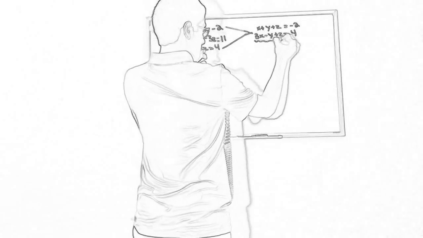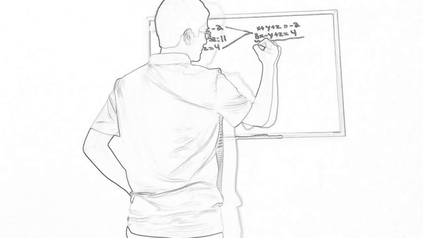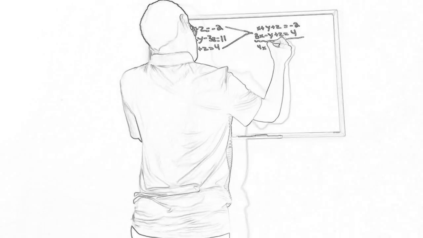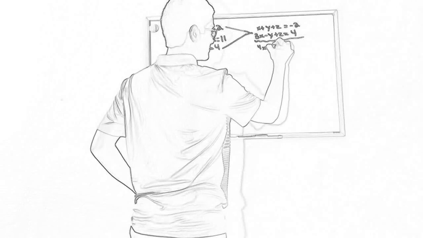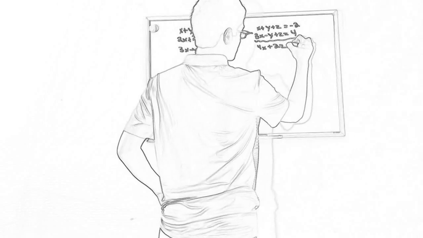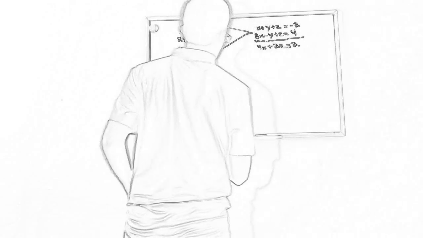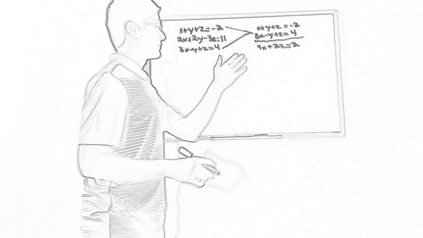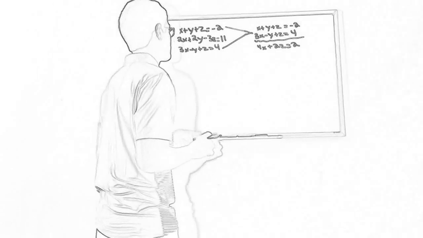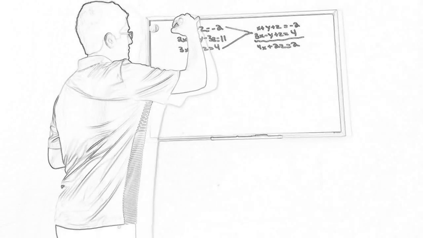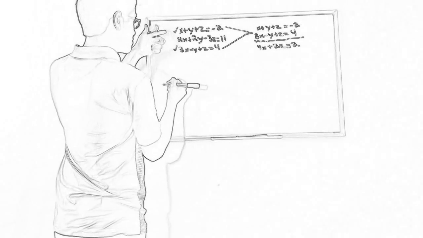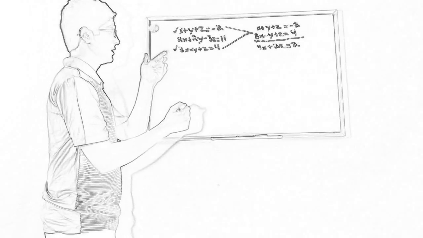And you add them together, and you get 4x, you cancel out the y's, 4x plus 2z equals 2. From here, you just leave this equation alone. And now you mark off the equations that you have already used. We used the first equation, and we used the third equation.